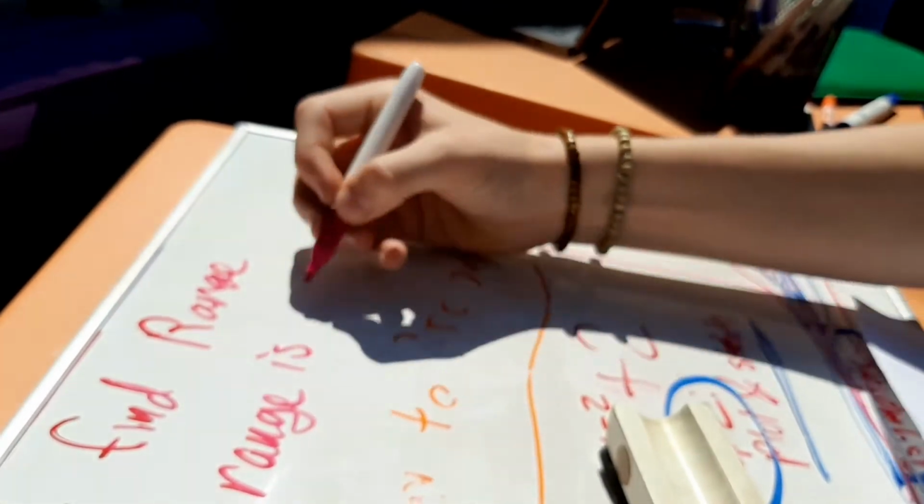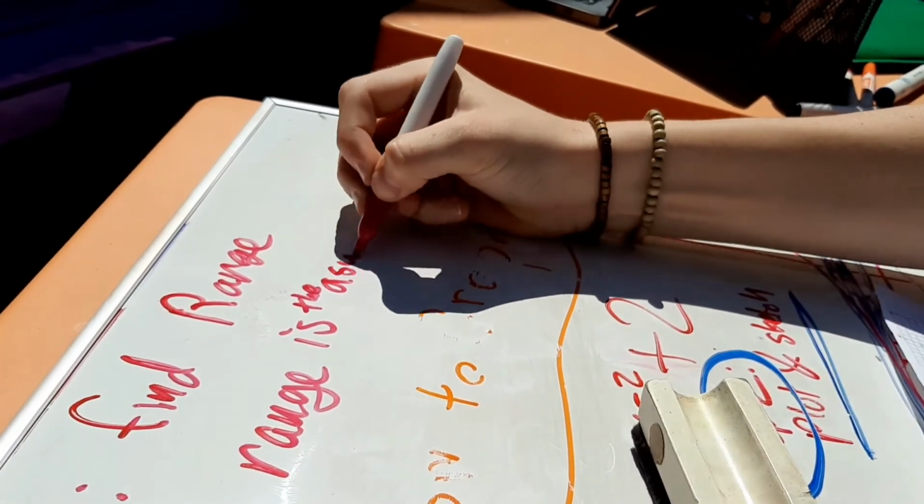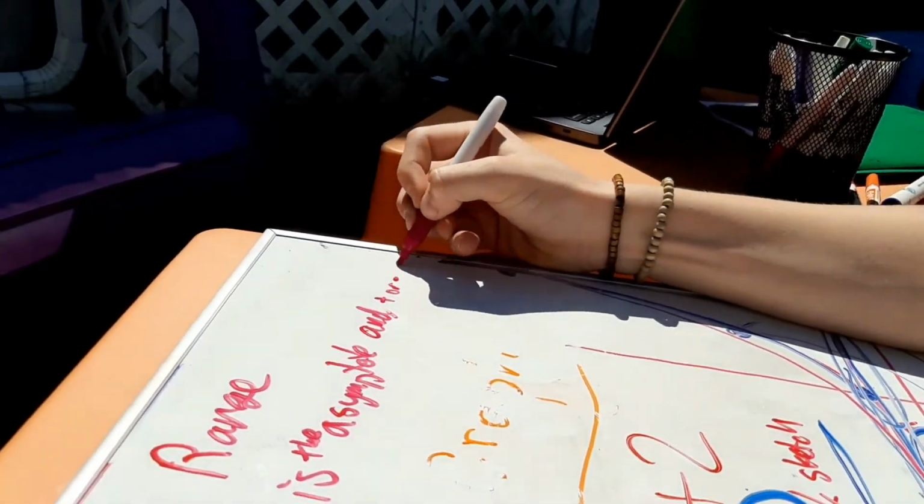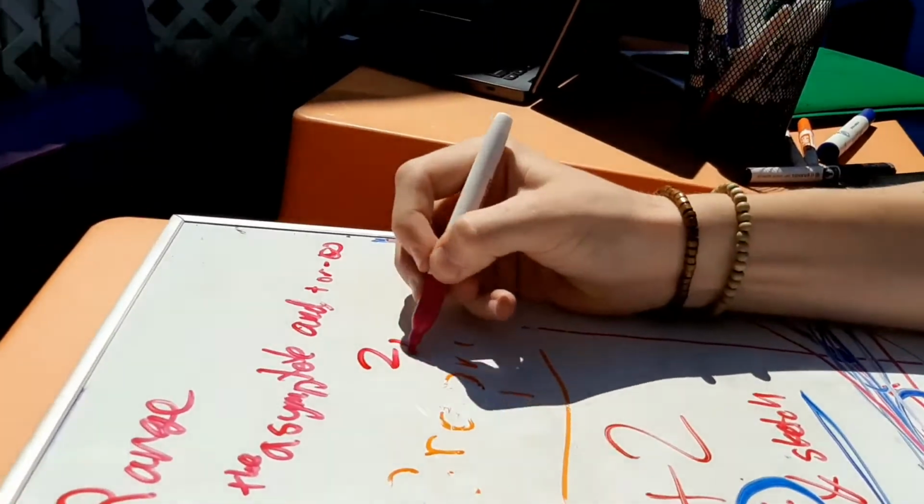Our final step is to find the range. The range is limited as we talked earlier. It is from the asymptote up or from down to the asymptote. So in our case, it is 2 to infinity.